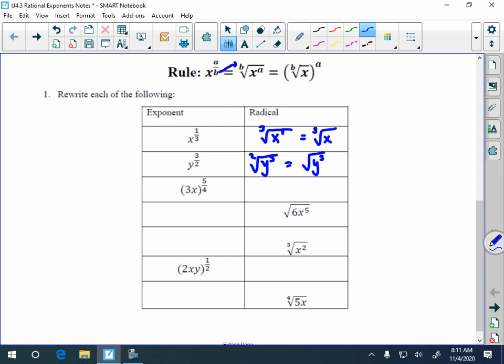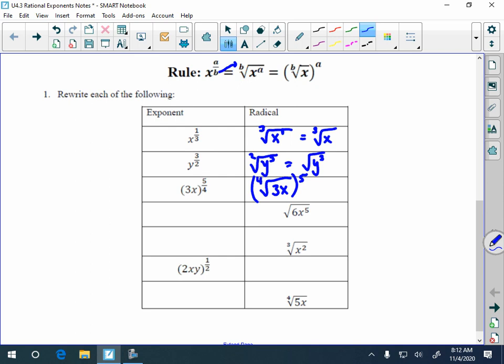All right. So 3x to the 5/4. So here the whole 3x is going to go underneath the radical with the 4 on the outside. And so we put 3x. Now the whole thing is being raised to the 5th power. So here we want to put parentheses around the whole thing and then put a 5 on the outside. So you can't just put 5 on the x on the inside. It would have to be on the 3 and the 5 and the x. So that's why we use parentheses.